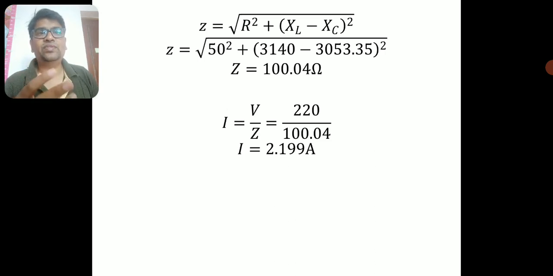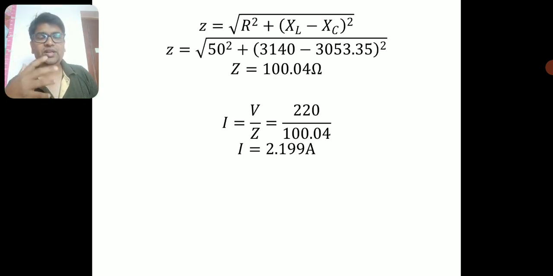Z equals root of R square plus (XL minus Xc) whole square. R is 50, square it, plus XL which I just calculated, and Xc which I calculated. Substituting all the values, I got the value of Z as 100.04 ohms. The unit for impedance is ohm again. The unit for resistance is also ohm. The unit for inductive reactance, XL, is also ohm. The unit for capacitive reactance, Xc, is also ohm. The unit for impedance is also ohm. So you are using ohm as the unit for all these four quantities.